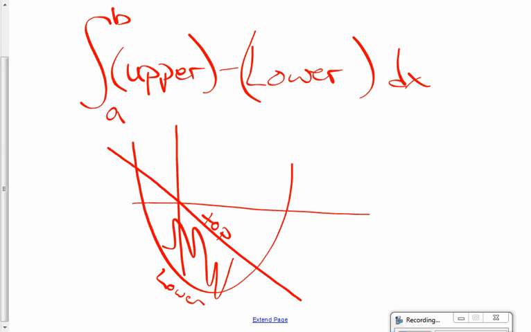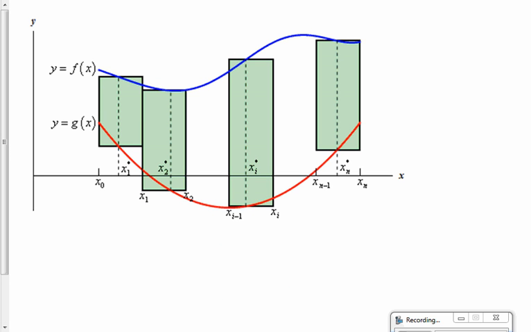Here's the picture I want to show you. I want to relate it back to Riemann sums. I'm almost done today, too, guys. I've got an upper function, call it f of x. I've got a lower function, call it g of x.